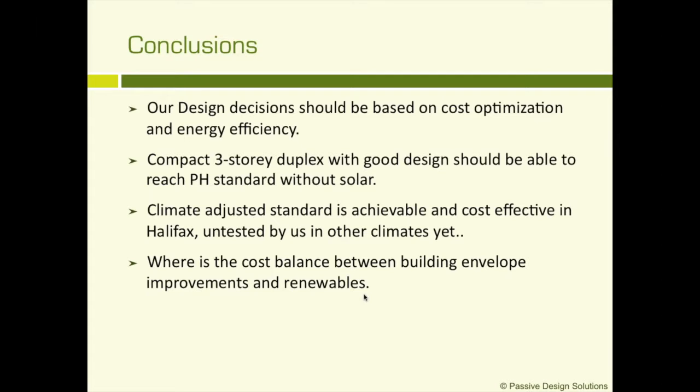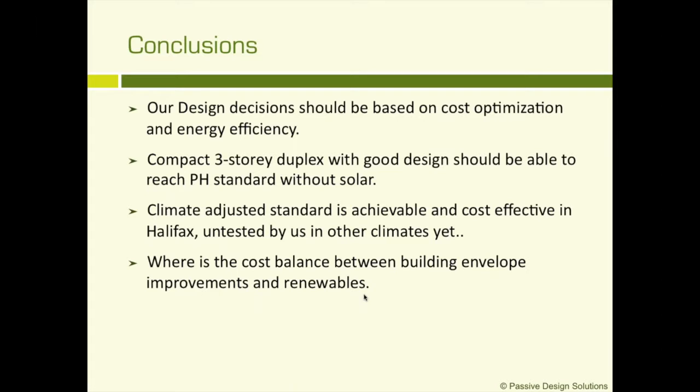So our conclusions were that the design should be based on a cost-effective optimization and energy modeling, and that this compact 3-story duplex with a good design should be able to reach the passive house standard without having very good solar access. And we've been able to show that it's very achievable and cost effective in Halifax.